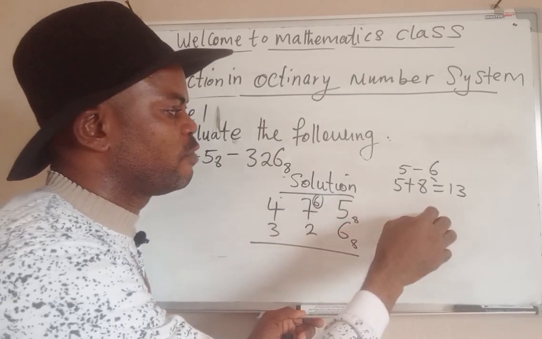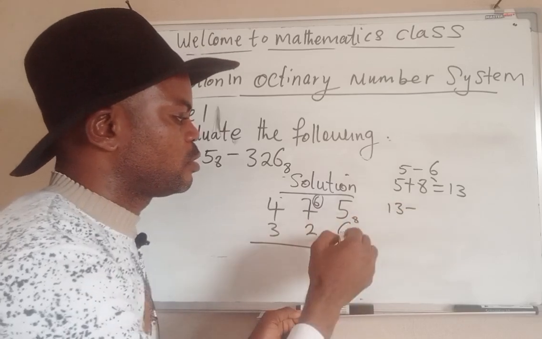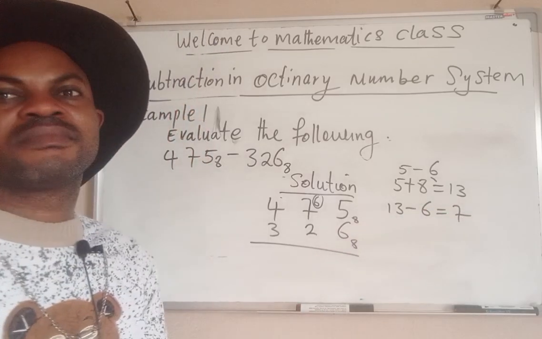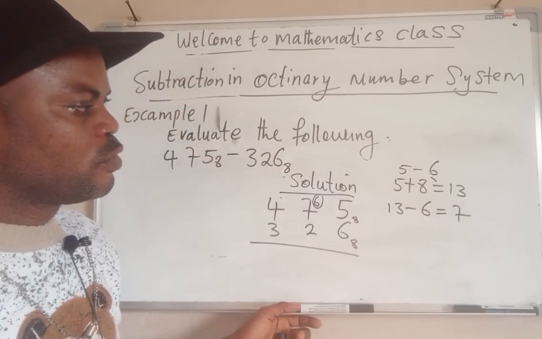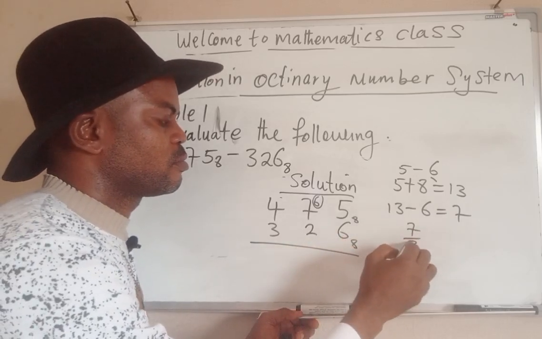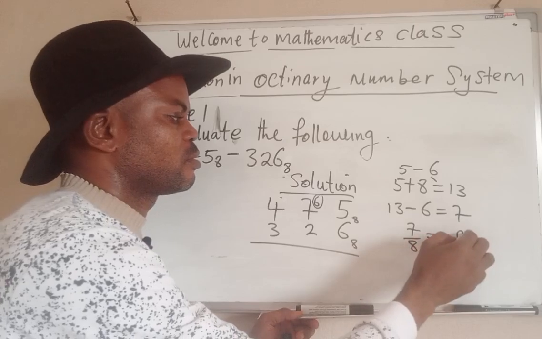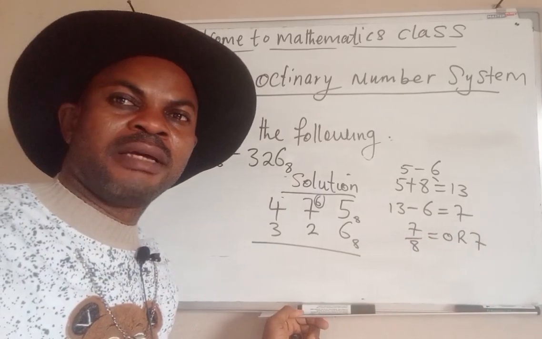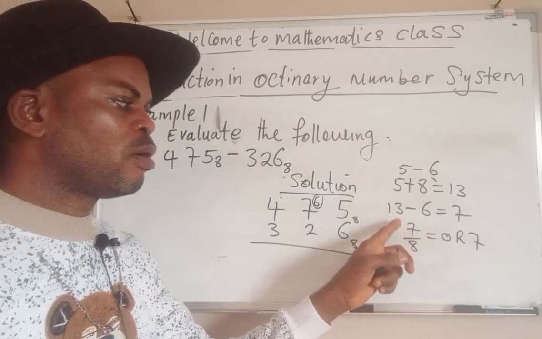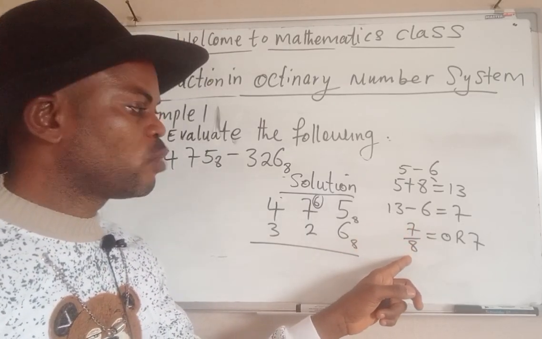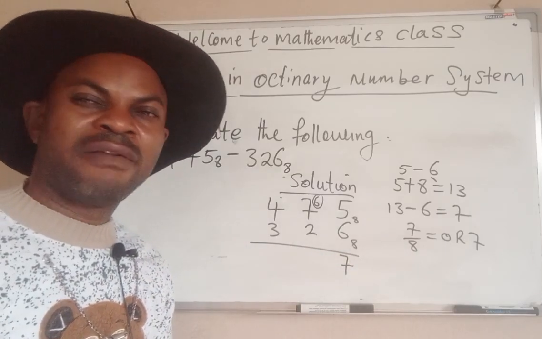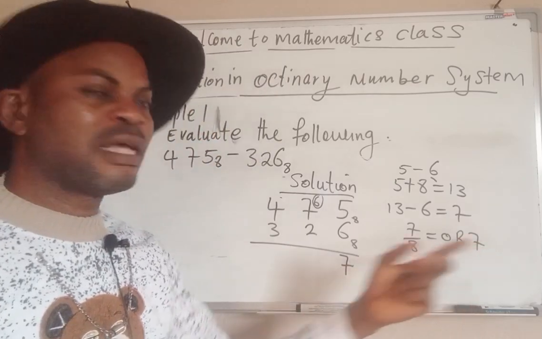13 minus 6 will give you 7. If it gives you 7, you divide the 7 by the base, gives you 0 remainder 7. Remember, most of the time, there is no point dividing again, since this answer is not up to the base. So all you quickly have to do is just write down the 7 without dividing. But if you still choose to divide, you haven't gone wrong. You're still on the right track. The answer will be 7.